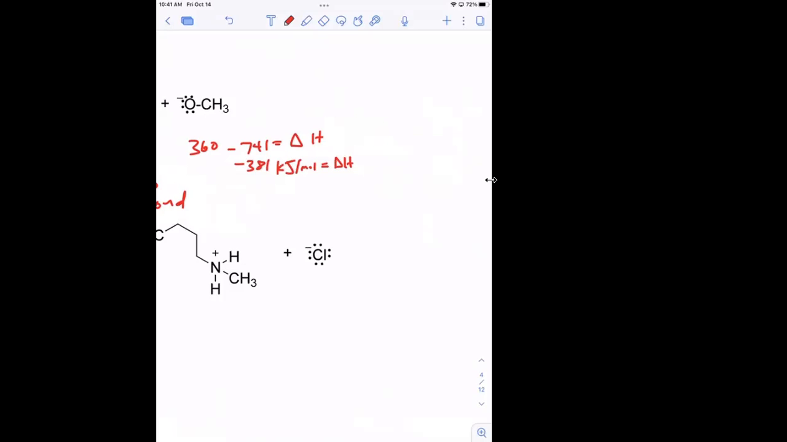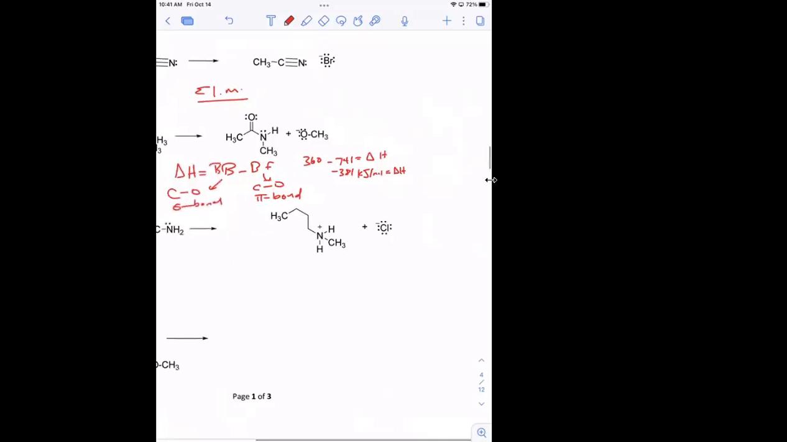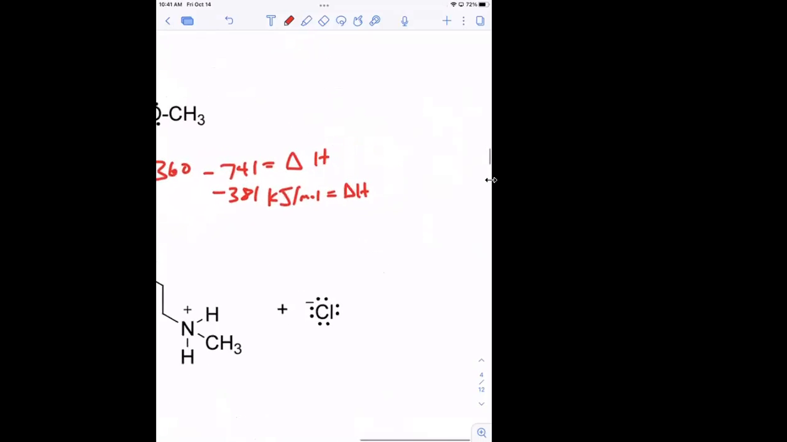All right. So what does all this mean? Delta H is negative 381. Highly exothermic. You're right. So it's exothermic.